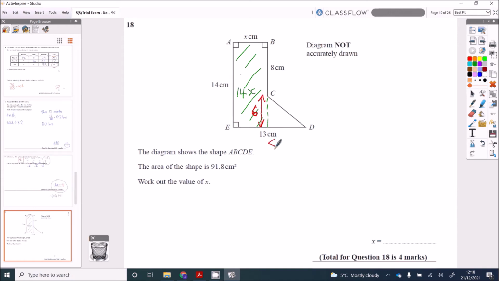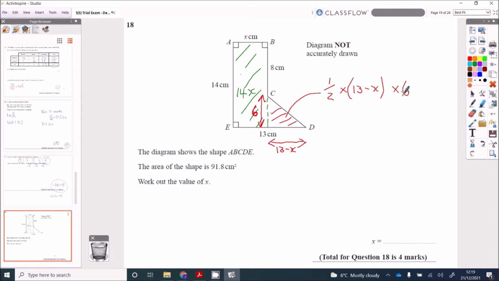Now, what's this length here? Well, we don't actually know. We know it's 13 in total from E to D, and we know A to B is x. So if E to this point here is x, this bit here is the rest to get up to 13. So that length is 13 minus whatever x is. Okay, if x turned out to be 10, that bit would be 3. Now that was tricky. Okay, so the area of this triangle here is half times the base, which is 13 minus x, times the height, which is 6.